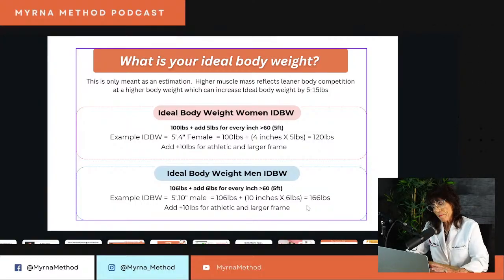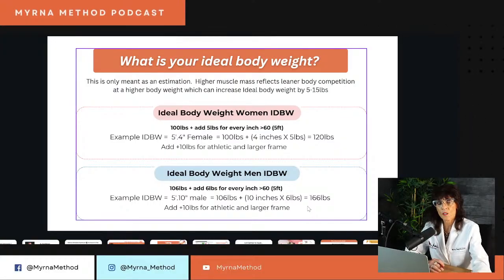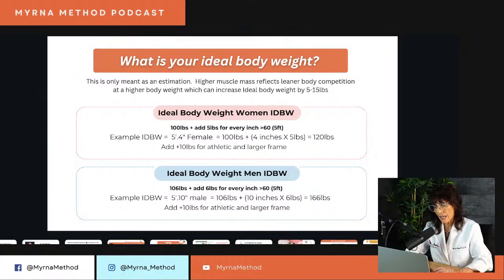And for men, for every inch over 5 feet, it's 6 pounds plus 106. So if you're 5'10", 60 pounds plus 106, that's 166. You could easily add 10 to 15 pounds on that and still be within your ideal body weight. I do have to have a little caveat: highly muscular, larger frame. Yep, it works. So you can take that number divided by 3.